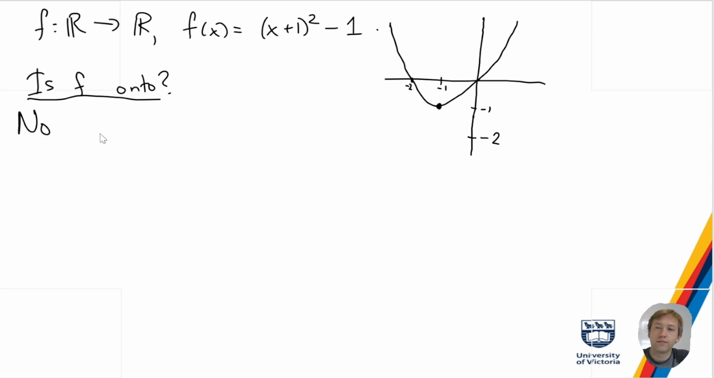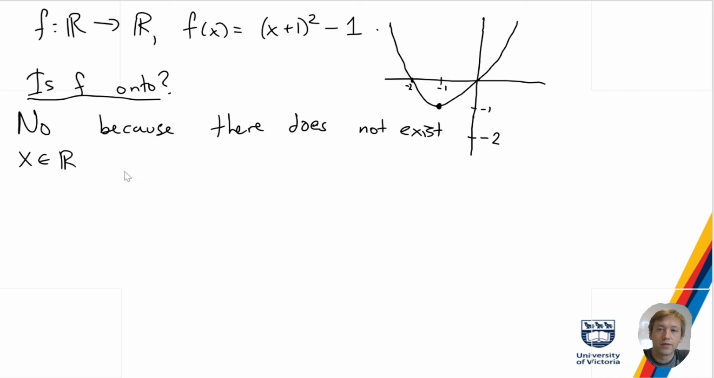because there does not exist x in the real numbers such that f of x is equal to -2. So therefore, -2 is an element of the codomain, which is not in the range, so it's impossible. Now, I haven't really justified this, and you should always remember you need to justify things properly. So here's a proof of this fact.